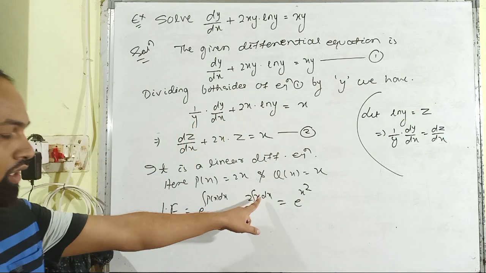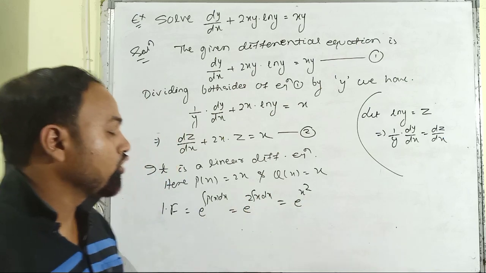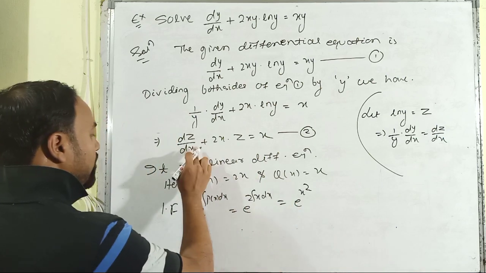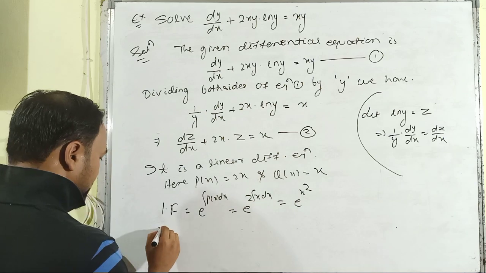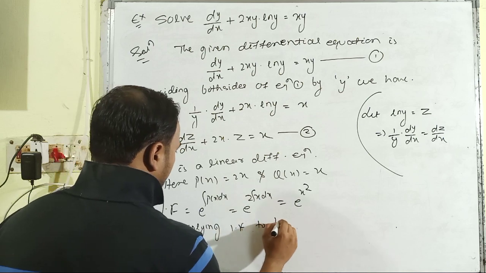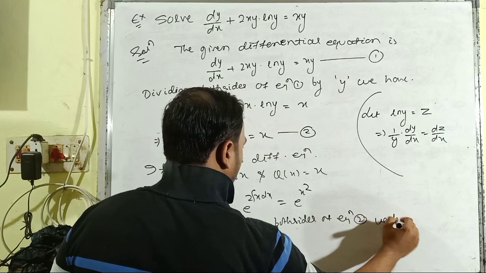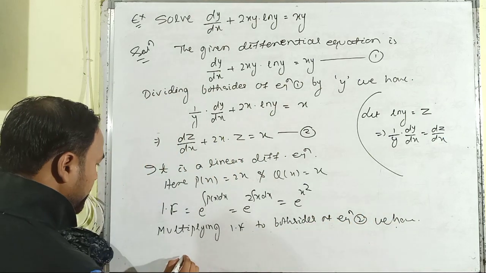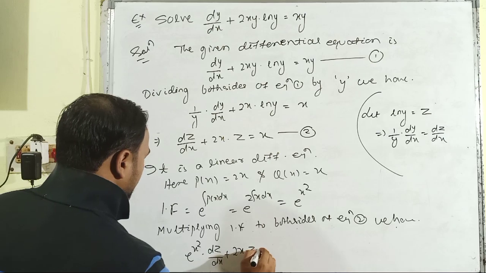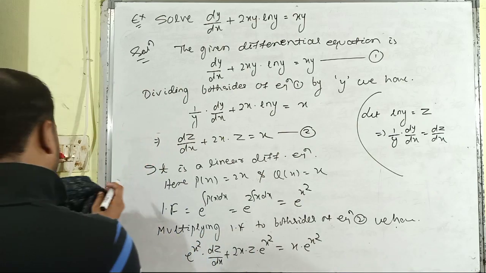Just you can solve it. The value of integral of x is x square by 2. Then you can cancel both of the 2s here, and you can find out the integrating factor as e to the power x square. Then we have to multiply this integrating factor to both sides of equation number 2. Multiplying integrating factor to both sides of equation 2, we have e to the power x square dz/dx plus 2xz multiplied with e to the power x square. It is x multiplied with e to the power x square.